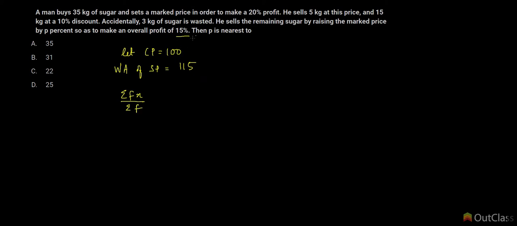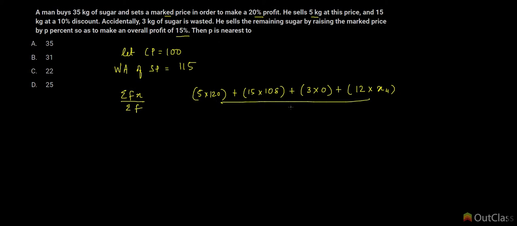So then the initial markup was 20%. So 120 is the selling price for the first 5 kgs. 5 into 120 plus next 15 kg is at a 10% discount on the 120, which will take you down to 108. Plus 3 kgs wasted, so here it's the same as selling it for 0 rupees. Plus the last 12 kg is being sold at some price. I'm going to take it as X4 for the time being. This much divided by sigma f, which is 35 kg, should become 115.